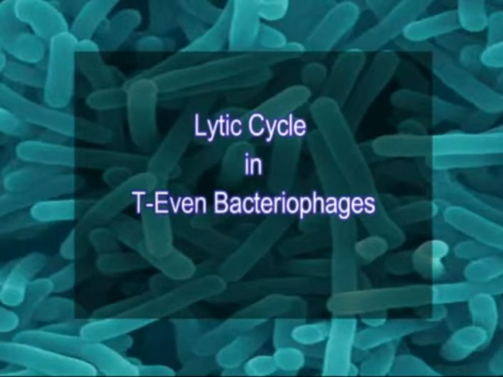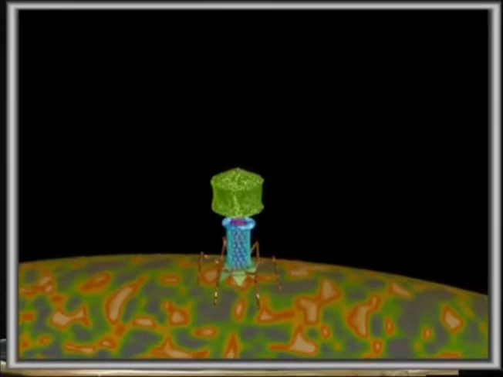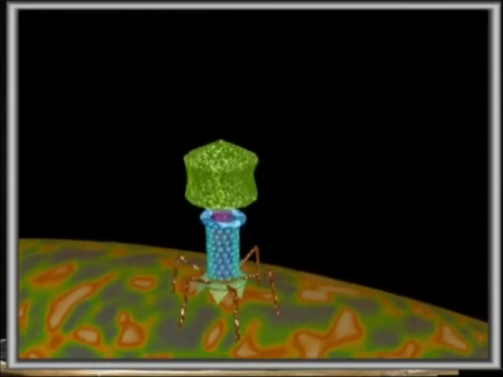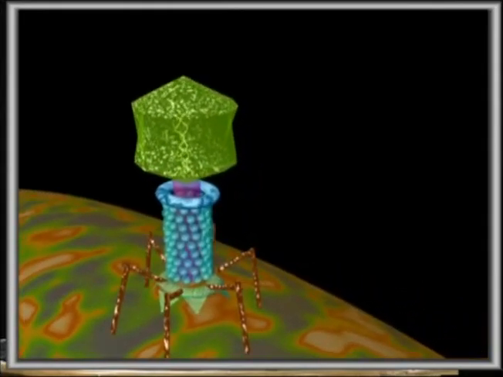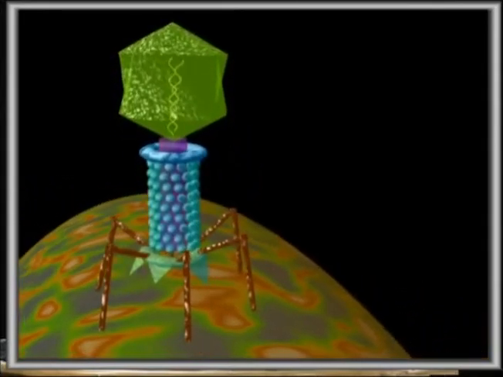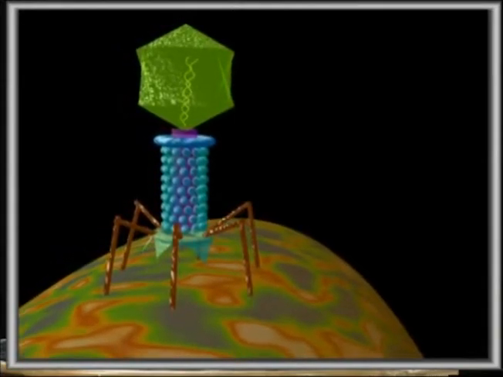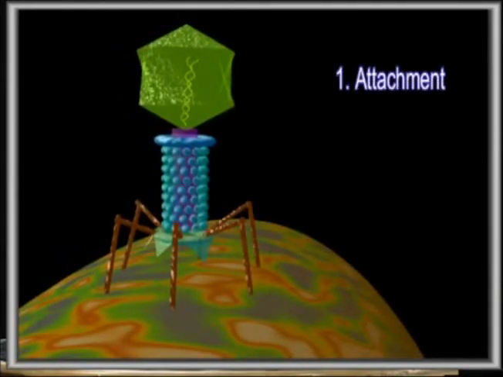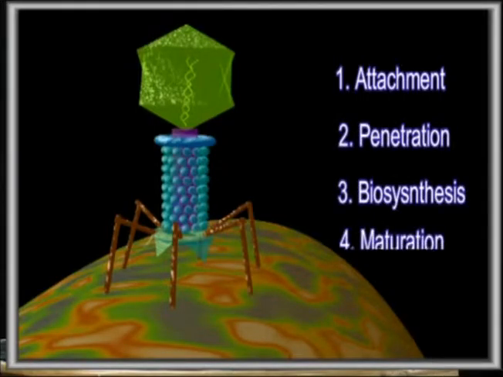Lytic cycle in T4 bacteriophages. The multiplication cycle of bacteriophages, like that of all viruses, is completed in 5 distinct stages. First, attachment or adsorption. Second, penetration. Third, biosynthesis. Fourth, maturation. And fifth is release.